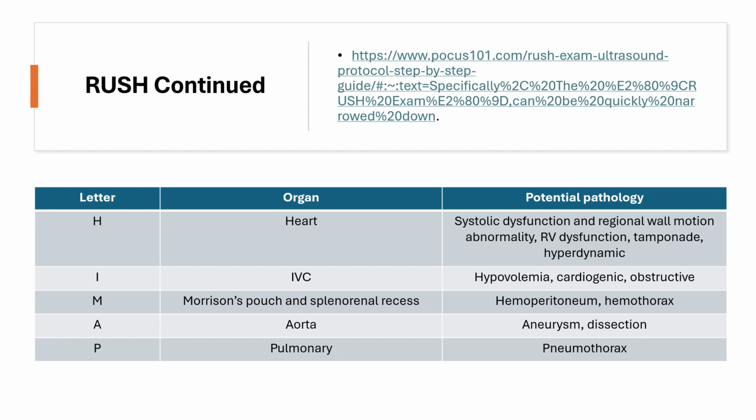So what to look for in a RUSH exam? There's a good mnemonic called HIMAP, where H stands for heart, I stands for IVC, M for Morrison's pouch and splenorenal recess. Another name for Morrison's pouch is hepatorenal recess. A is for aorta, and P is for pulmonary. Please take a moment to review this table with potential pathology next to the organ.